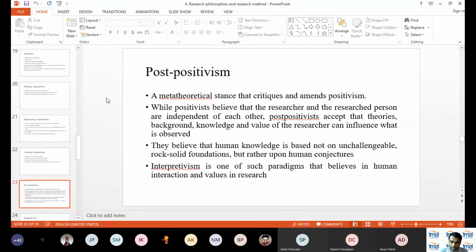Post-positivism you can understand. If you include the opinion and perception of the people in your research, then that is the modification of positivism. In the third point, I would like to explain only this, focus on that point, you can understand that part. They believe that human knowledge is based not on an unchangeable rock-solid foundation, but rather on human conjectures, that is, human opinion.